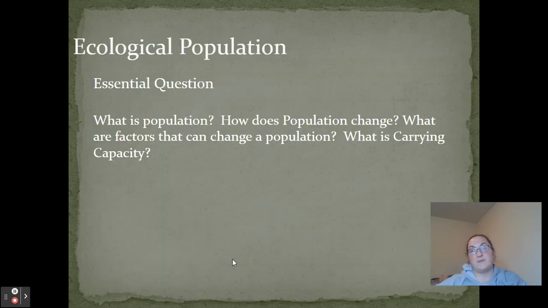So, what is population? How does population change? What are some factors that can change population? What is carrying capacity? These are some of the questions that will be answered in the notes.